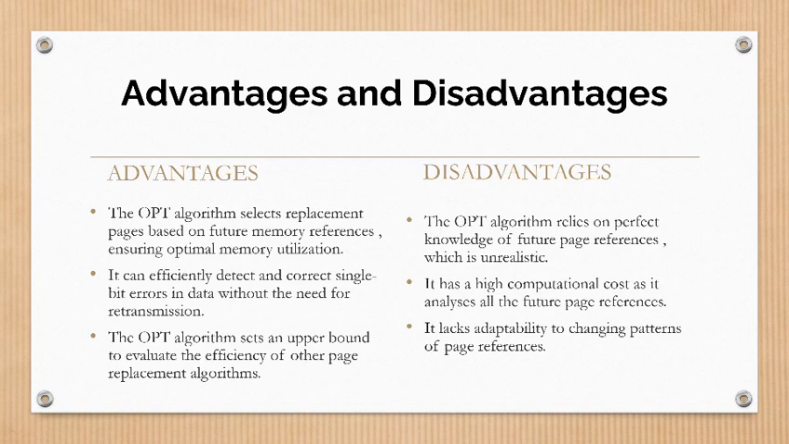The disadvantages are: the optimal page replacement algorithm relies on perfect knowledge of future page references, which is unrealistic. It has a high computational cost as it analyzes all the future page references. It lacks adaptability to changing patterns of page references.